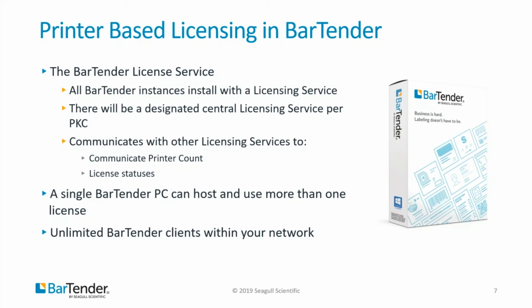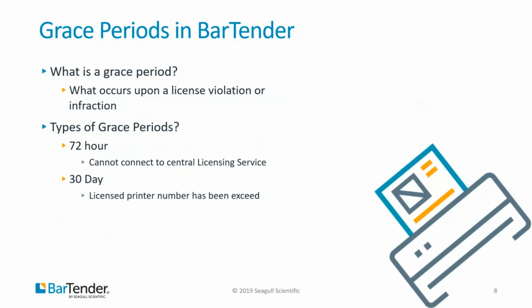Now, this is all talking about an ideal situation where everything is working, the network is up, and we don't have any issues. Immediately, you might be asking, well, I have a flaky network, my internet connection or my VPN might not be the best. What happens in that scenario when I do have a bad day? So we do have in BarTender what's called a grace period. A grace period in BarTender is how the software behaves when a license violation of some sort is encountered.